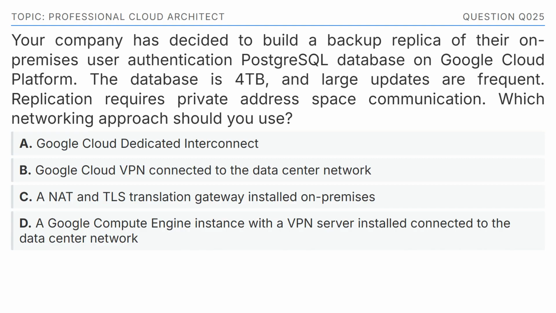The options are: Option A, Google Cloud Dedicated Interconnect. Option B, Google Cloud VPN connected to the data center network. Option C, a NAT and TLS translation gateway installed on-premises. Option D, a Google Compute Engine instance with a VPN server installed connected to the data center network.